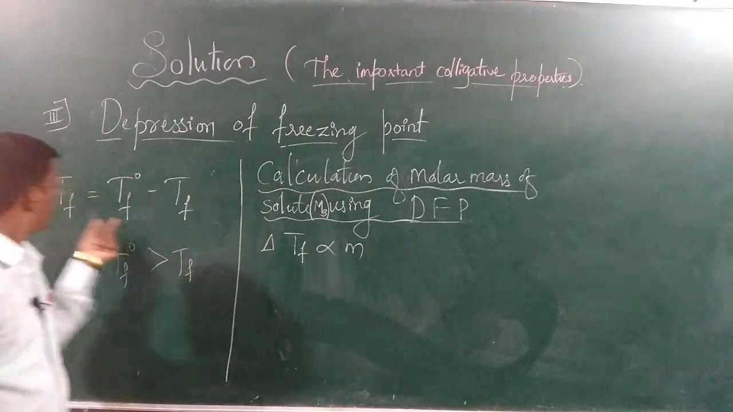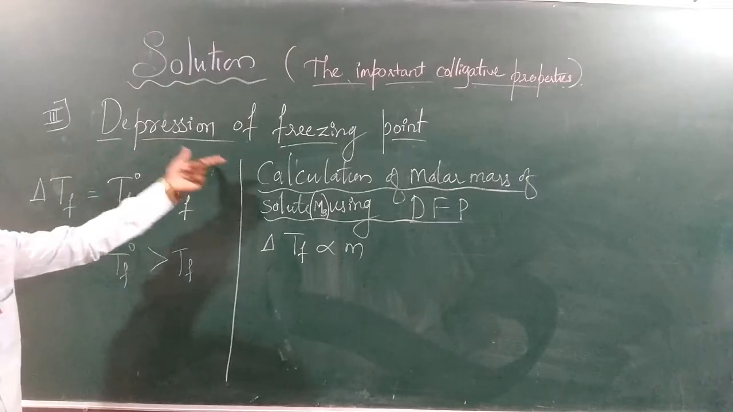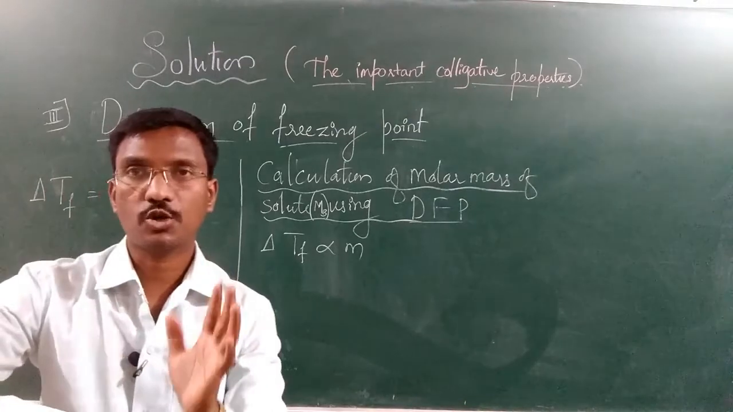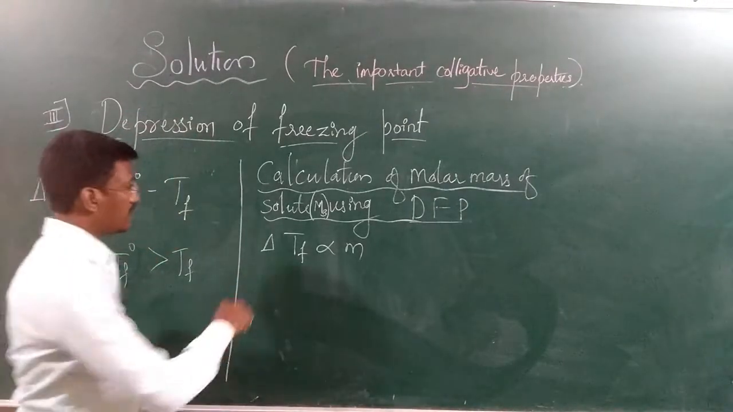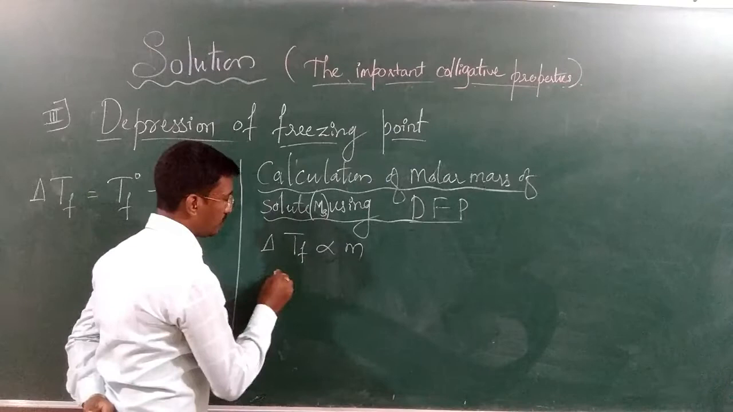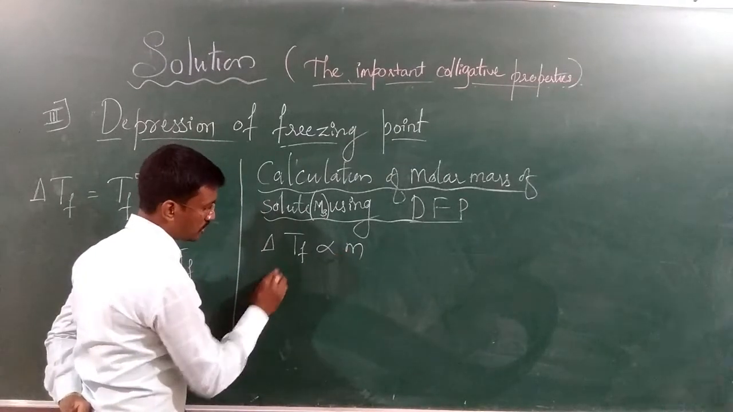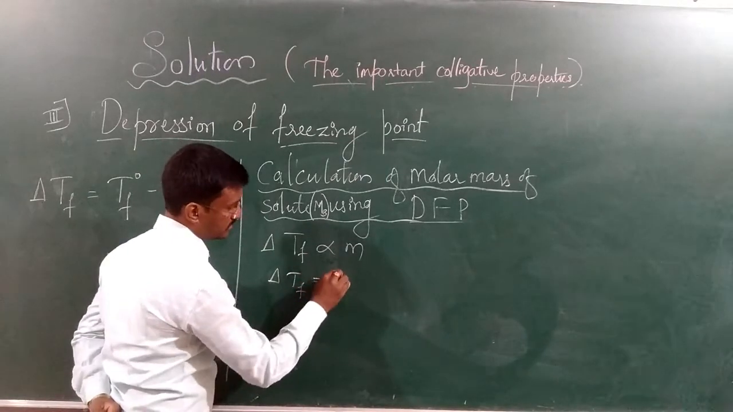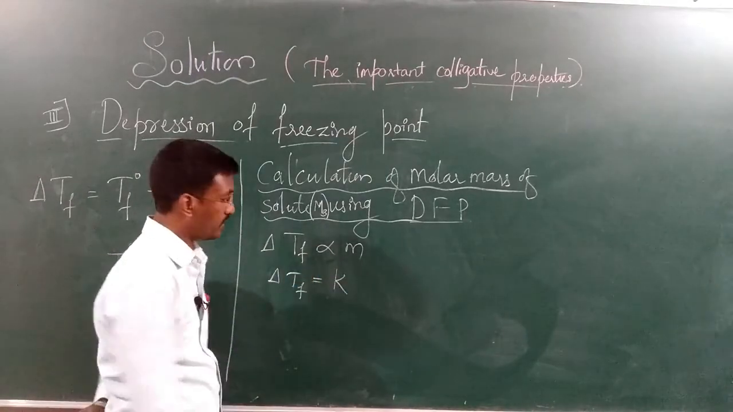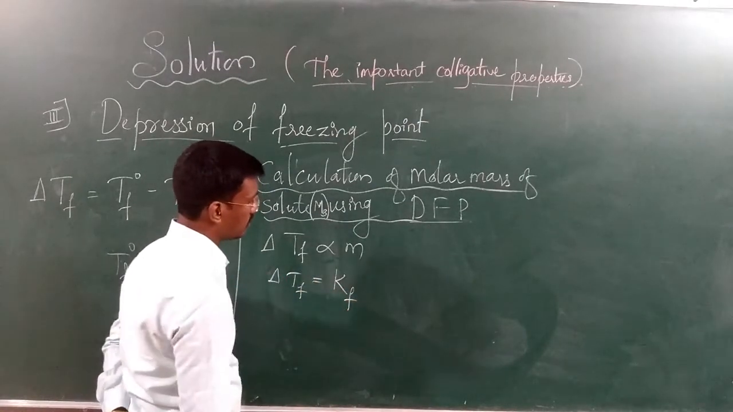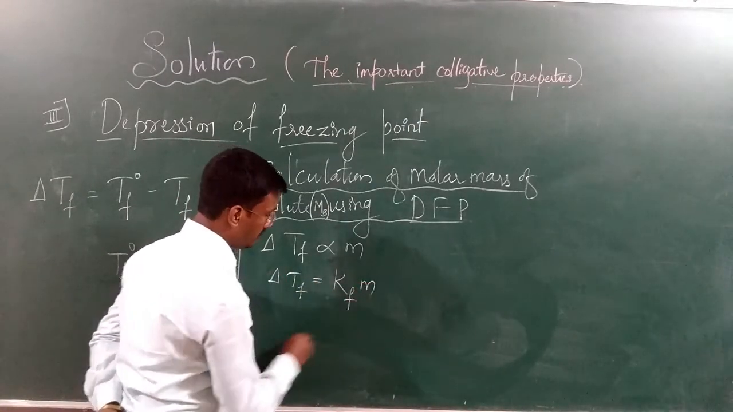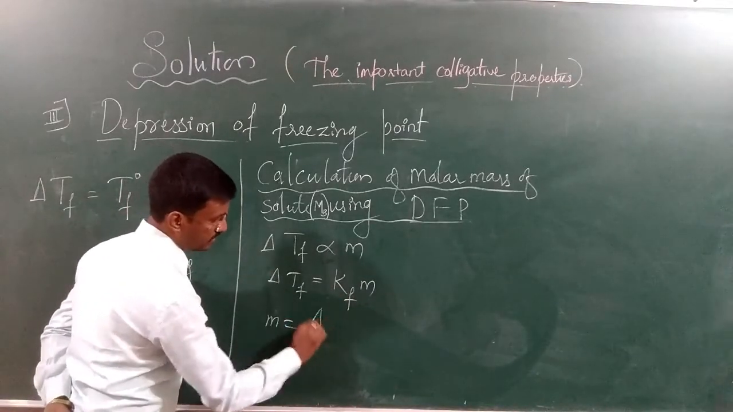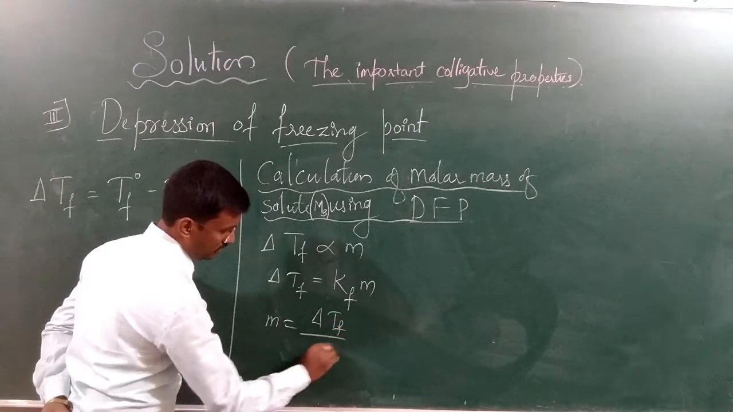So delta Tf is nothing but, here also, the depression of freezing point depends on the number of moles or mass of the solute present in the solution. Therefore, delta Tf is proportional to m, proportional to the mass of the solute. So I would like to change the proportionality by a constant. Now I will take Kf, the constant of freezing point, into m, where m is equal to the formula delta Tf divided by Kf.